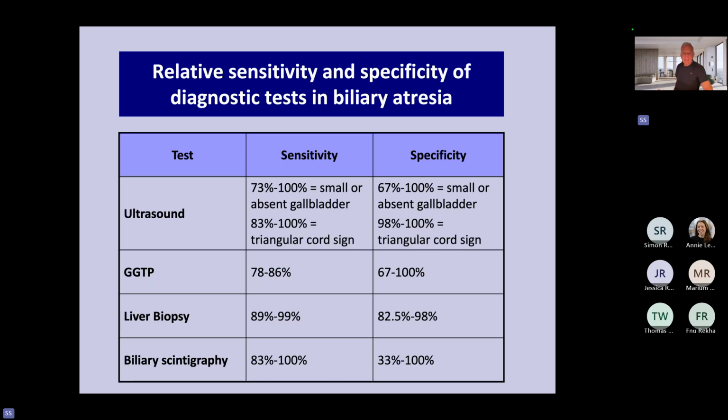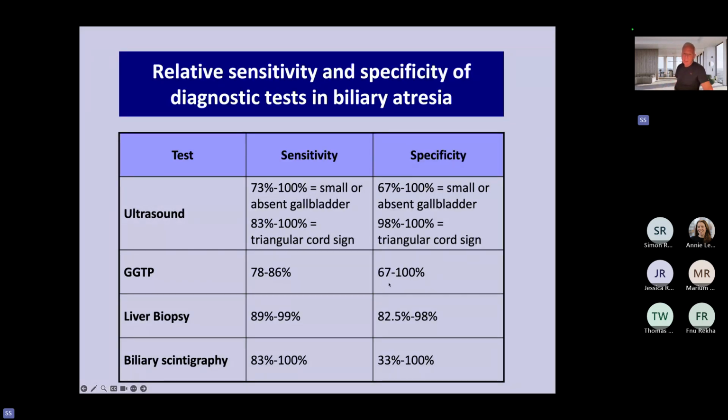So if we look at all of these studies in terms of their sensitivity or specificity, the sensitivity of ultrasound is up to 100% with a triangular cord sign, and the specificity is 98 to 100% with a triangular cord sign. It's up to 100% with a smaller absent gallbladder, both for sensitivity and specificity. So ultrasound, again, with an experienced ultrasonographer, is extraordinarily reliable.